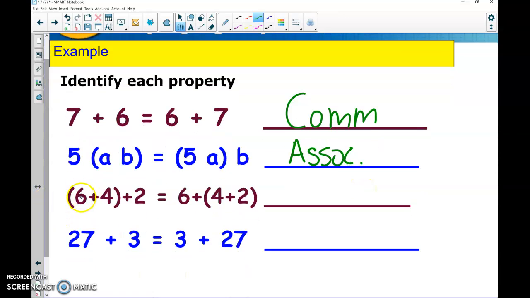Kind of the same thing here. Here it wants us to add 6 and 4 first, because that's what's in parentheses. Here it wants us to add 4 and 2 first. So no matter what, I'm going to get the same answer because I'm still adding 6 and 4 and 2, and 6 and 4 and 2. I'm just changing how I'm going to add them up. So again, this would be another associative. So I'm just changing how they associate. And then here I have 27 plus 3, and then back and forth, same thing, 3 plus 27. So that would be an example of the commutative property.